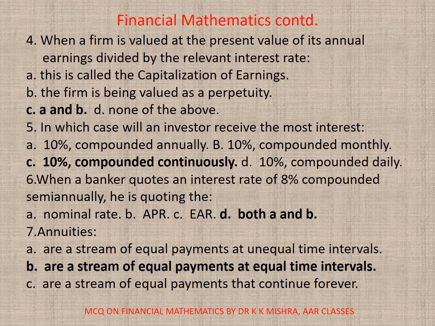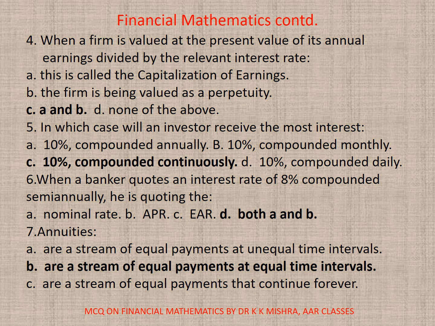4. When a firm is valued at the present value of its annual earnings divided by the relevant interest rate, A. This is called the capitalization of earnings. B. The firm is being valued as a perpetuity. C. A and B. D. None. The correct option is C, A and B.